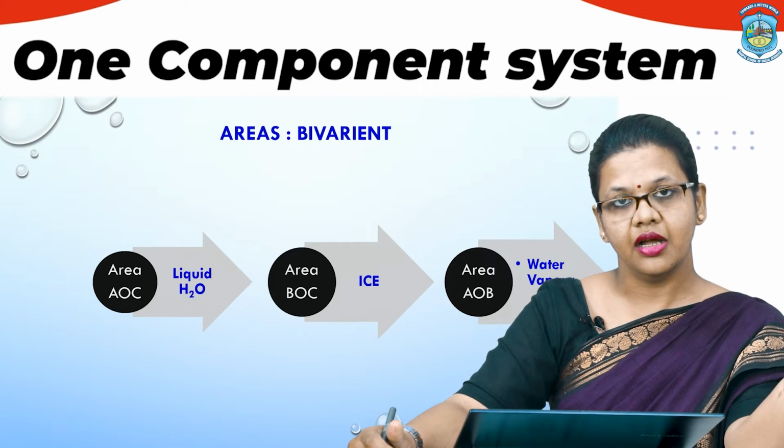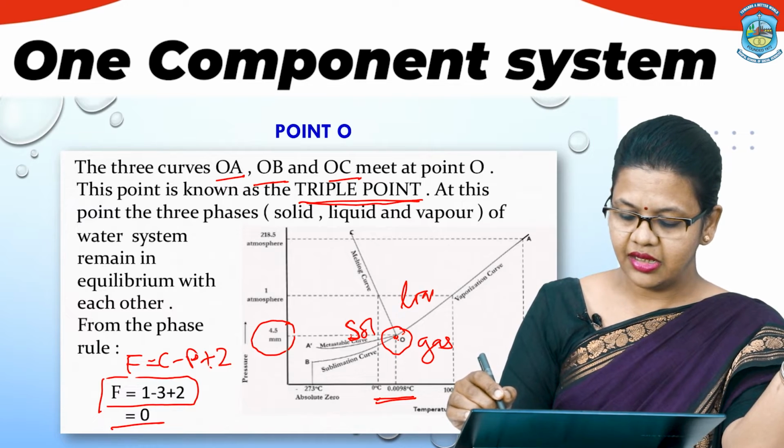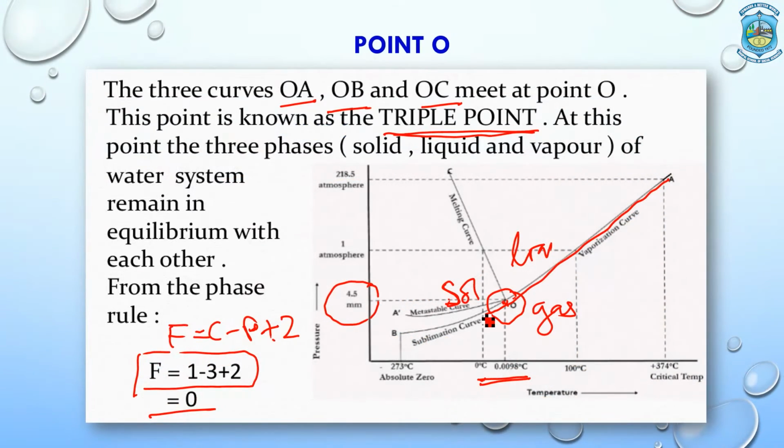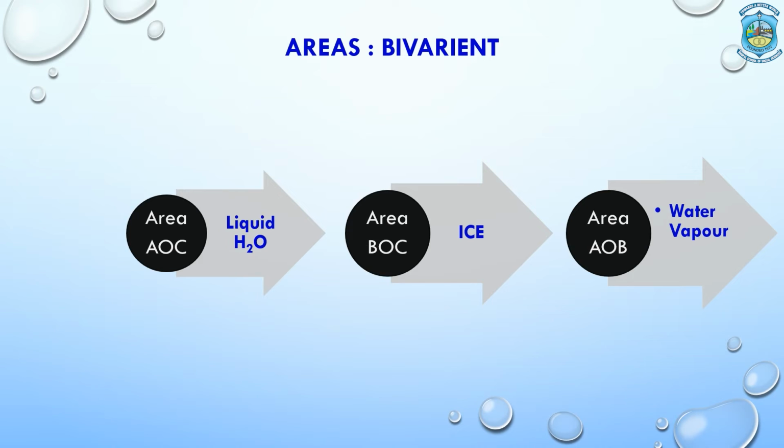Now, after discussing the 3 curves and the triple point, we come to the third part, which is the area. In this diagram, if we look, there are 3 areas: AOB showing the gaseous state, AOC showing the liquid state, and BOC showing the solid state. So, AOC is the liquid state over here, BOC is the solid state and AOB is the vapor state.